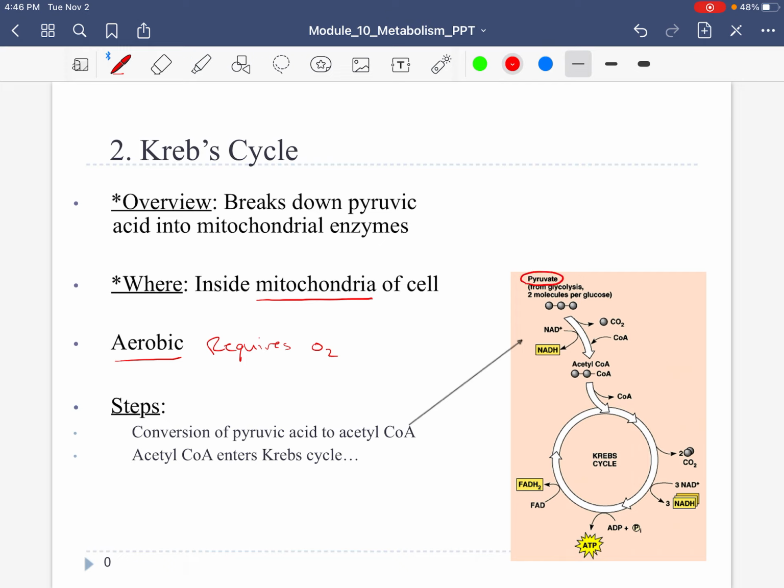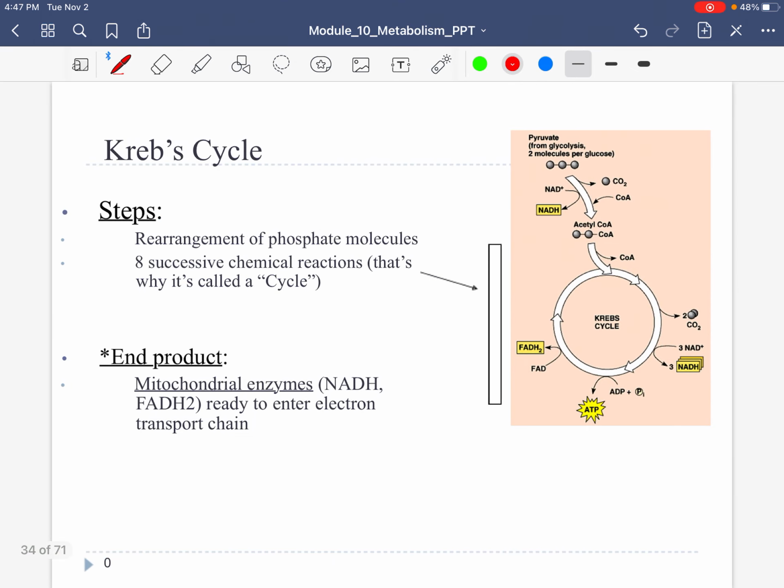And that pyruvate that came from glycolysis, now we form mitochondrial enzymes. In particular, we form FAD and NAD, and those are those coenzymes that we talked about. You don't have to know that specific NAD and FAD, just the basics, folks. Step number 2, the Krebs cycle happens in the mitochondria, requires oxygen. We take the pyruvate that we got from glycolysis and we produce mitochondrial enzymes.